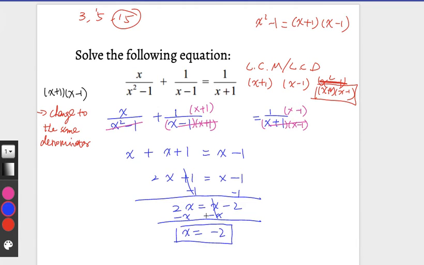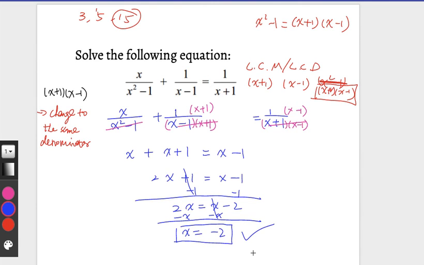If I go back to check, this negative 2 cannot make the denominator 0. So this is going to be our solution. This is something we can always check. Remember, as I mentioned before, there is a possibility we might have an extraneous solution leading to a denominator of 0. That solution has to be rejected. But in this case, we do not have anything like that, and that's going to be our solution.